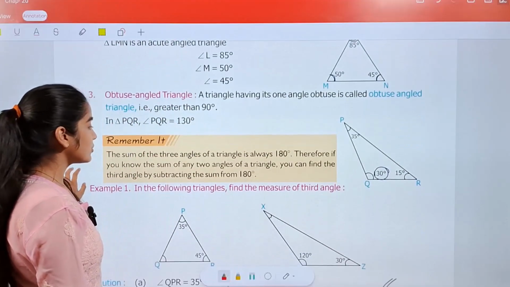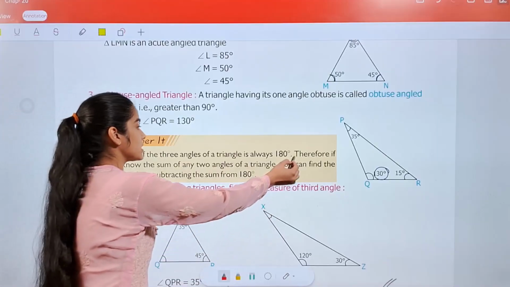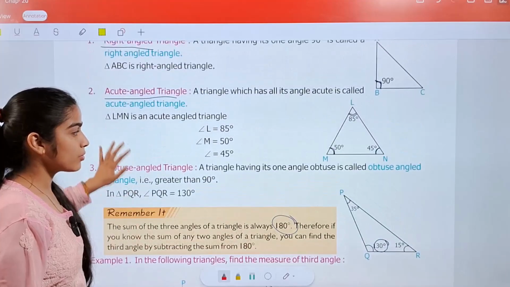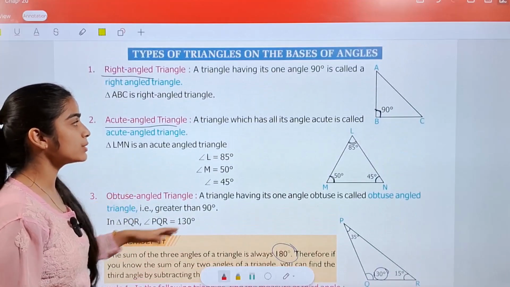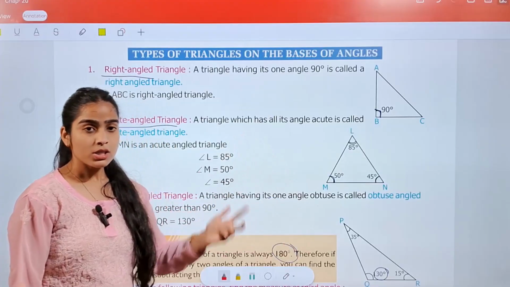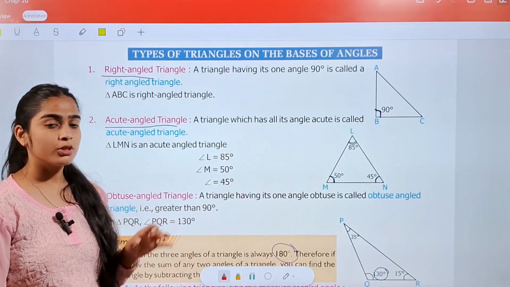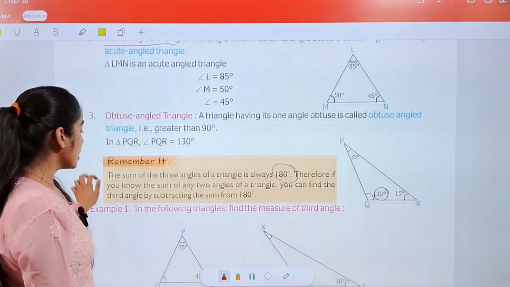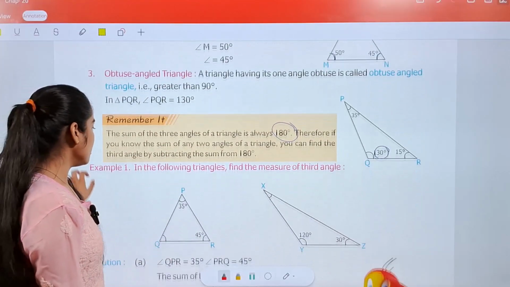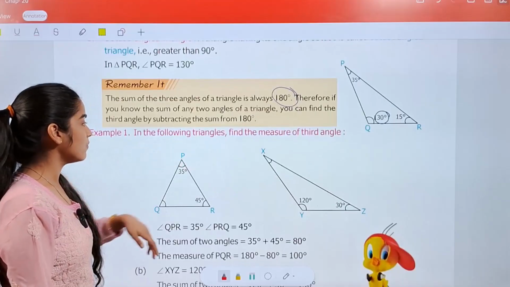The sum of the three angles of a triangle is always equal to 180 degrees. So always keep in your mind that while distributing the angles in a right angle triangle, acute triangle, or obtuse triangle, the sum of all three angles should be equal to 180 degrees. Therefore, if you know the sum of any two angles of a triangle, you can find the third angle by subtracting the sum from 180 degrees.